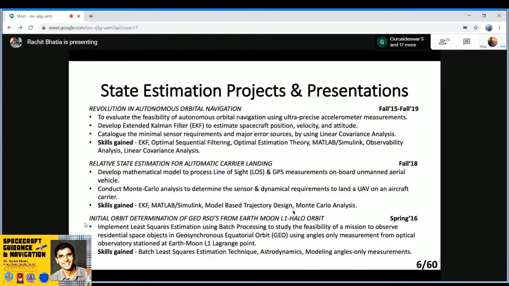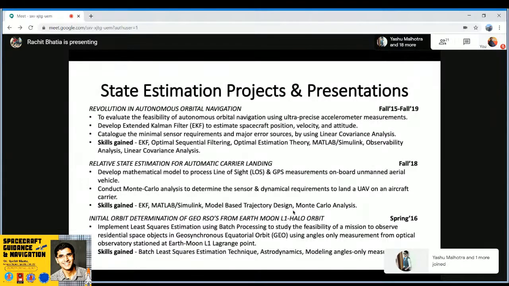Another project that I did was an initial orbit determination of resident space objects, RSOs, as we call them, which are basically orbital debris somewhere in GEO orbit. The idea was, if we have an optical observatory stationed at the Earth-Moon L1 halo orbit, then can we detect these RSOs in GEO altitude and do some initial orbit determination of those GEO RSOs.